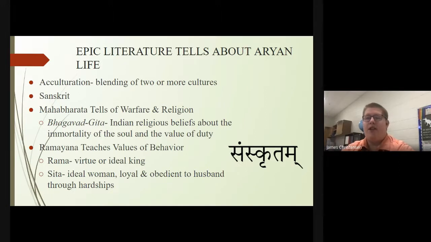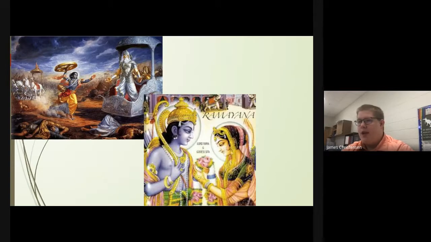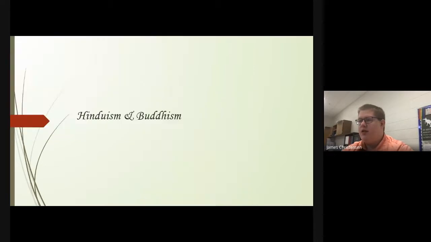And then you also have Ramayana, which teaches values of behavior, where Rama represents virtue or the ideal king, and Sita represents the ideal woman who was loyal and obedient to the husband through hardships. This is one of the many cultures that we talk about with a very reduced role for women in terms of what they were expected to do. Here's a couple of images that connect with those two pieces of literature I just mentioned.